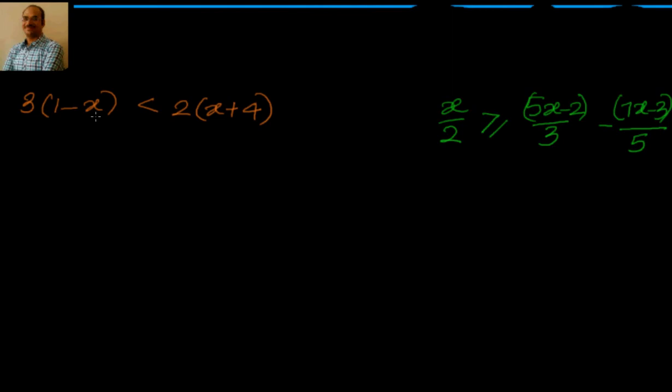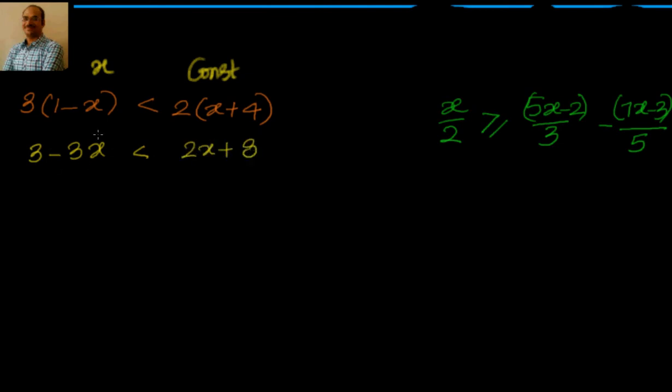We have 3 into 1 minus x less than 2 into x plus 4. So I can expand it, and always remember the left hand side will have x and the right hand side will have constants. That's a ground rule, so that if you follow one standard, it will be easy for you to solve the problems. If you expand it, I'll have 3 minus 3x is less than 2x plus 8.